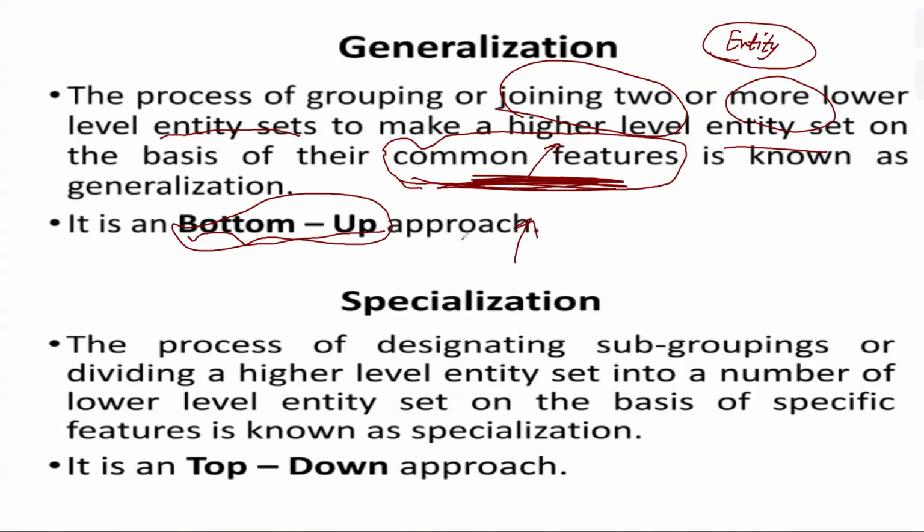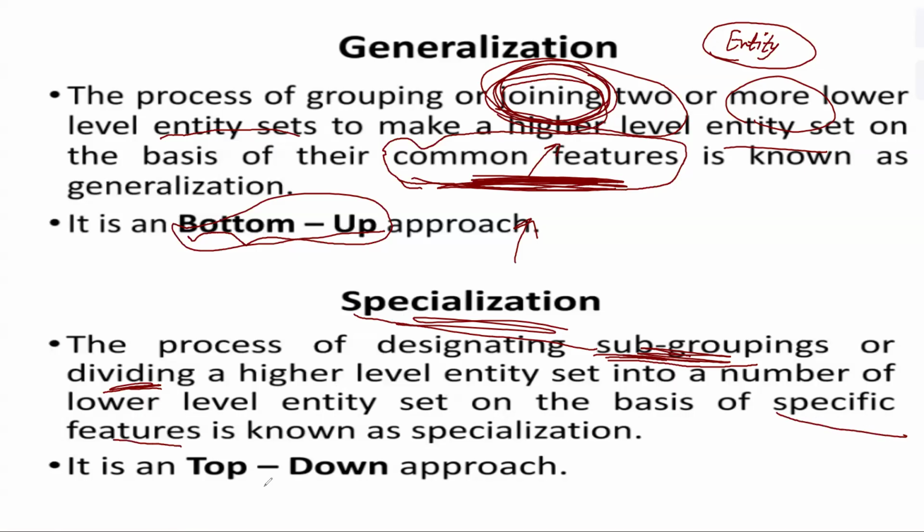Whereas, on the other hand, specialization is grouping. In generalization, we join two or more entities. But in specialization, we divide or group it. That is known as subgrouping, or dividing a higher level entity set into a number of lower level entity sets. On the basis of what? On some specific feature. So it is a top-down approach.